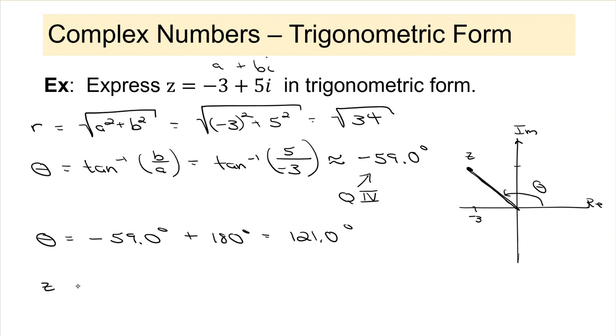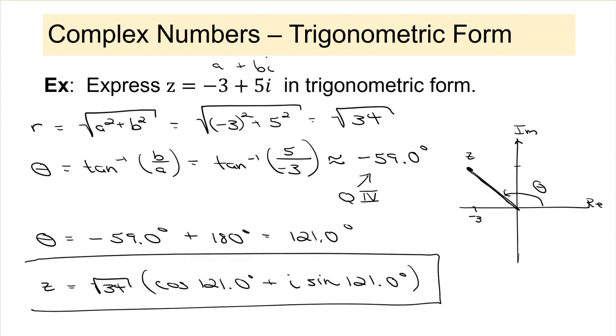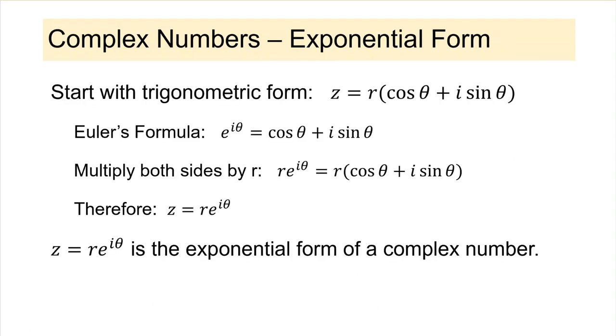So in trig form, I've got z equals the square root of 34 times the quantity cosine 121 plus i times the sine of 121 degrees. Okay, so trigonometric form done. So let's talk about exponential form.